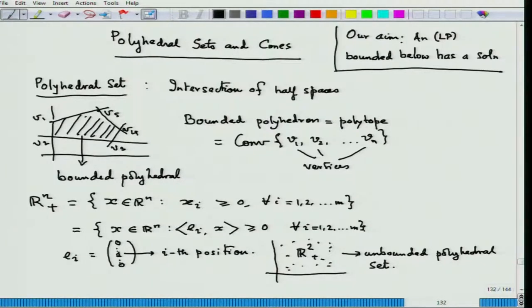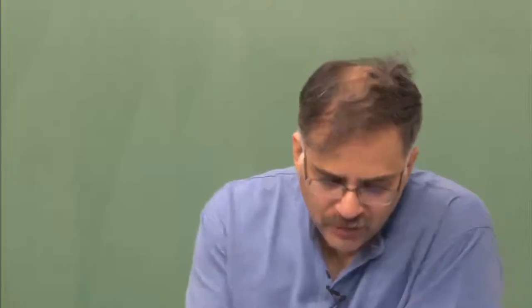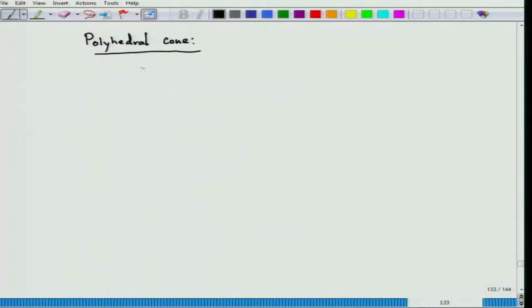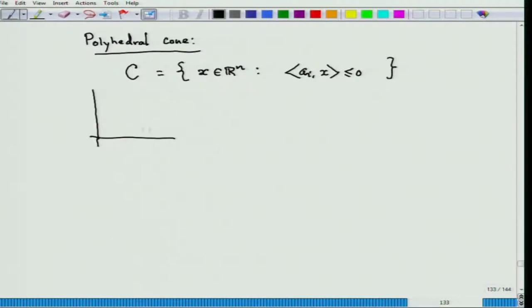Now, we will go into the notion of what is called a polyhedral cone. A polyhedral cone C can be written as the set of all x in Rn such that Ai x is less than or equal to 0, for i = 1 to m. A polyhedral cone, for example, is like this. If you take R2 plus or Rn plus, R2 plus is a cone and is polyhedral at the same time. Similarly, Rn plus is also an example of a polyhedral cone. Now, you can easily prove that that set C is a cone.